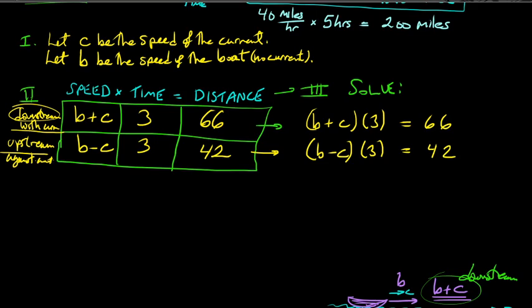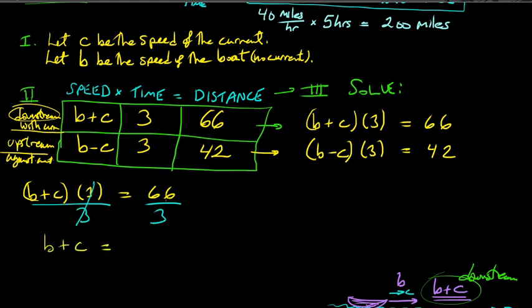We could do one of two things here. You could multiply through by 3, so distribute the 3. Nothing wrong with that. I would prefer to go the other way. The first equation is b plus c times 3 equals 66. Since the 3 is multiplying both the b and the c, we can do the opposite. We can divide by 3 on both sides. And when we do that, we get b plus c is equal to 66 divided by 3, which is 22.